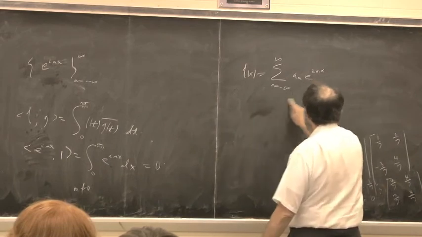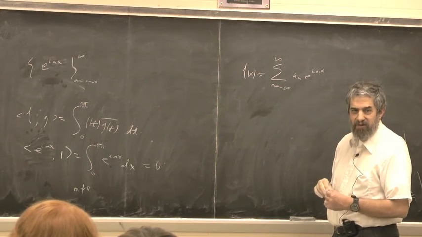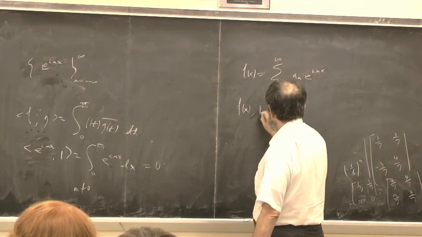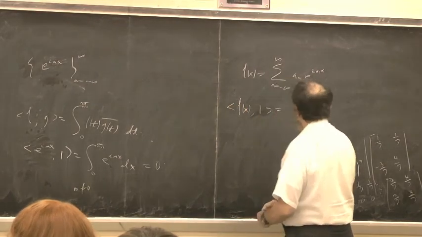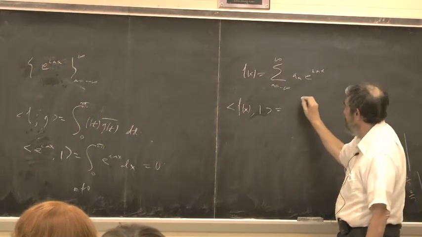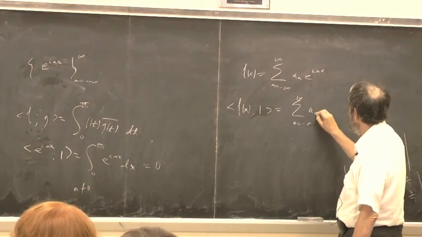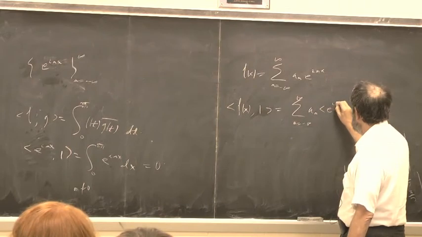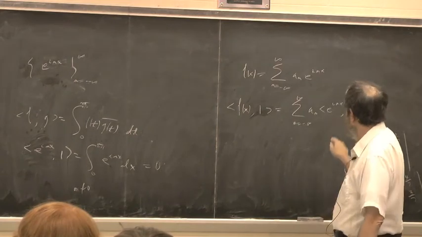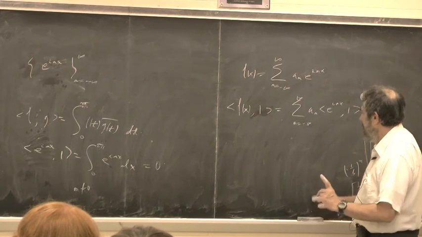What we do is we take the inner products of both sides of the equation with specific functions. So for example, suppose I take the inner product of this with, let's say, 1. So what happens? I'm going to get the sum from n equals minus infinity to infinity of a sub n times the inner product of e to the i n x with 1. But what about these inner products? Well, we just showed it was 0. Is it always 0?